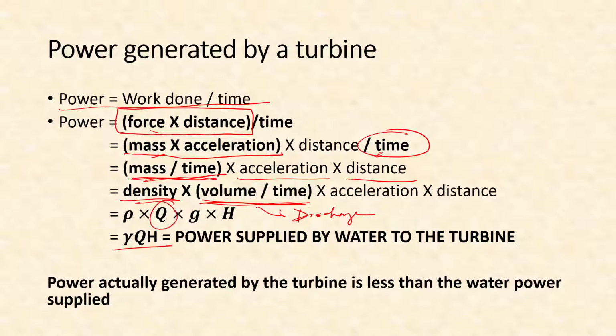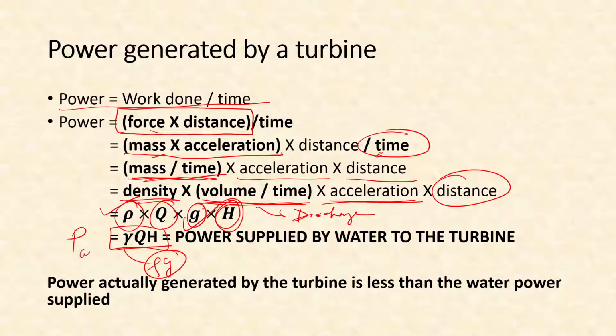and discharge is written as Q, and that is multiplied by the density rho, and the acceleration is the acceleration due to gravity, because all the distances we have expressed in terms of head, the vertical distance, and therefore the formula finally becomes gamma Q H, where gamma is basically rho into g. Therefore this is the equation for power of water at the turbine.